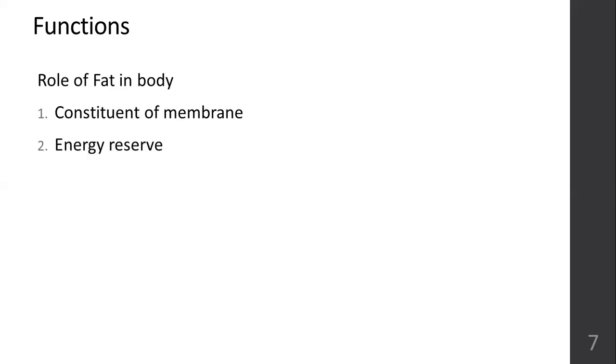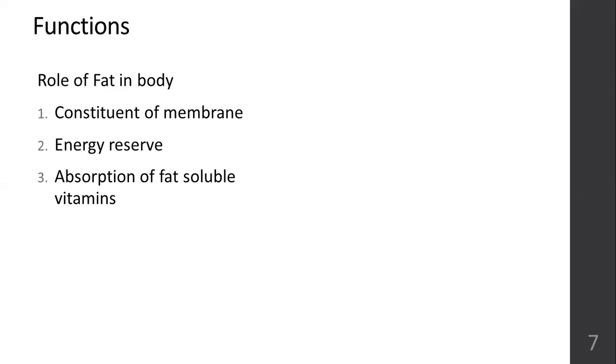Energy reserve. 1 gram of fat will give you 9 kilocalories of energy, so it can give you a high amount of energy. That's the way fat is stored in your body for emergencies: if your body runs out of glycogen, fat will be used up to give you energy. So it's an energy reserve.